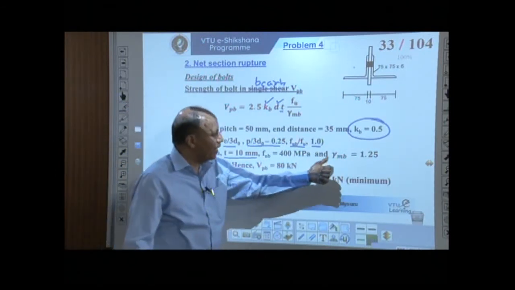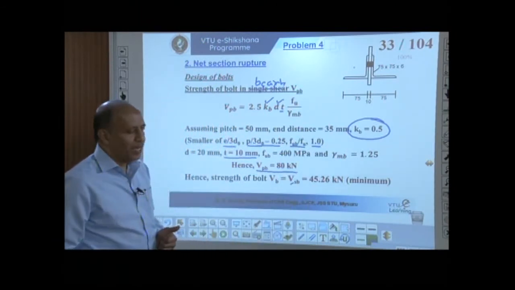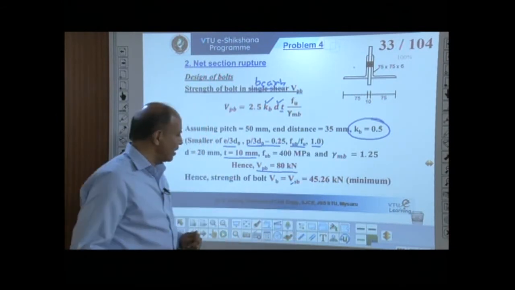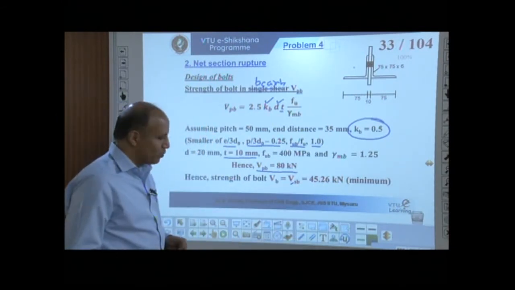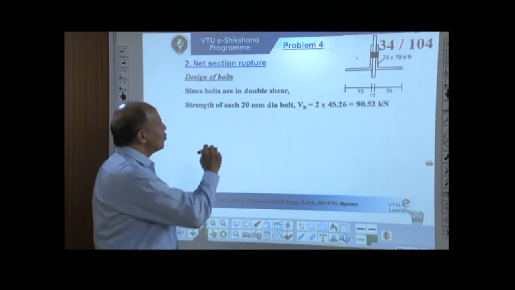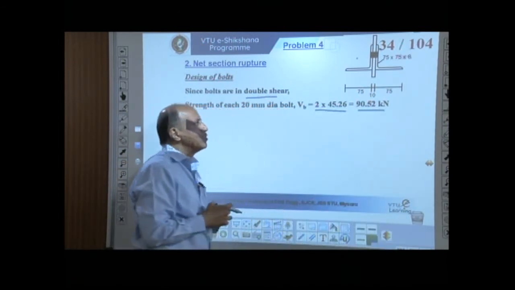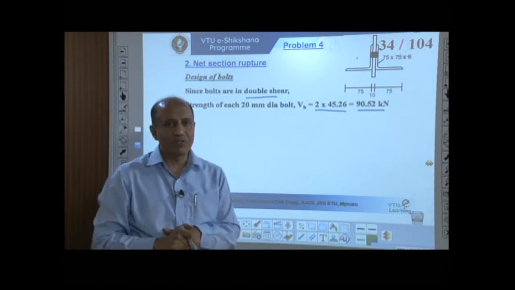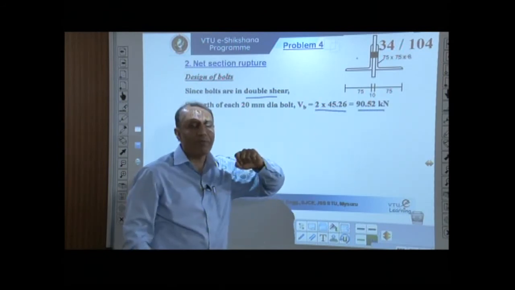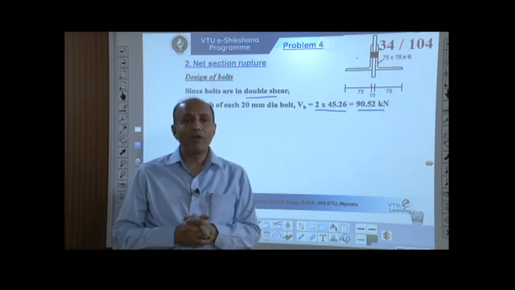So FUB, gamma MB, they are all known, and hence you can easily get the value of VPB, correct? VPB, right? So the smaller of the 2 is 45.26 in this particular case, and that's in double shear. You just try to increase that, and then the value is 90.52 kilonewtons. So that means the bolt value is 90.52. That means each bolt can give you a strength of 90.52 kilonewtons.